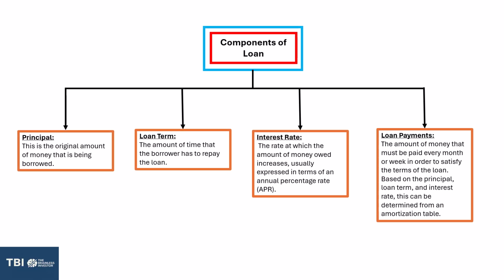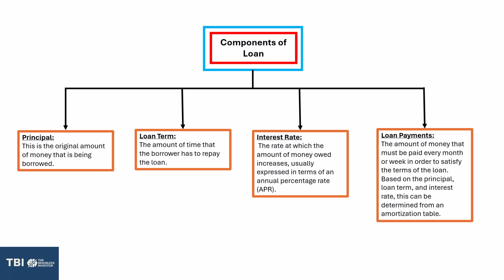There are four components of a loan. The first one is the principal. This is the original amount of money that is being borrowed. The second one is the loan term, the amount of time that the borrower has to repay the loan. The third one is the interest rate, the rate at which the amount of money owed increases, usually expressed in terms of an annual percentage rate, known as APR.